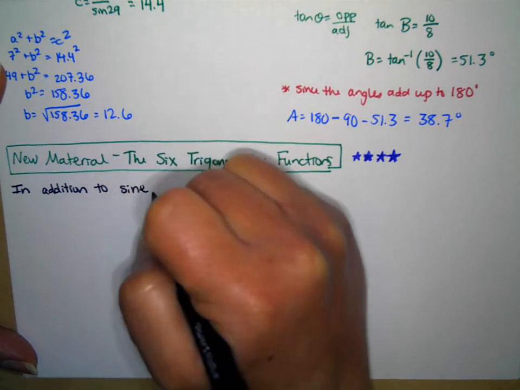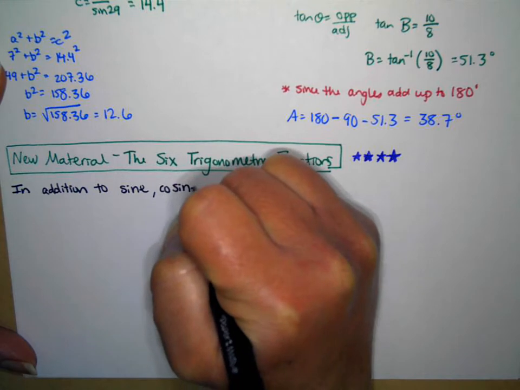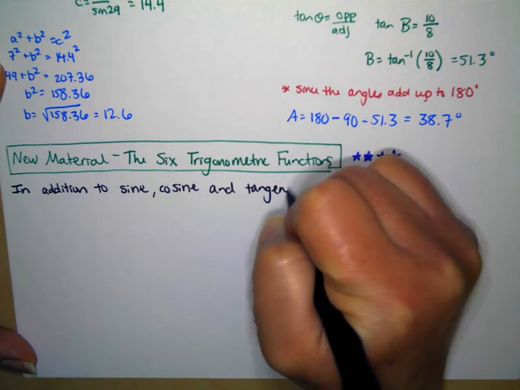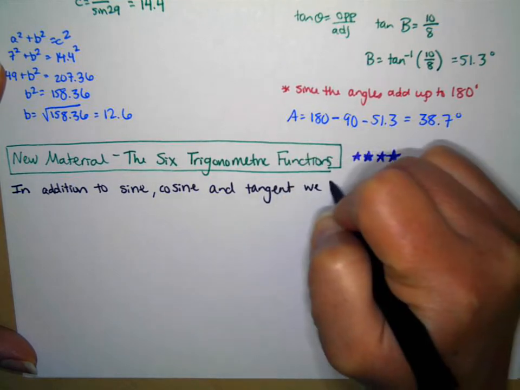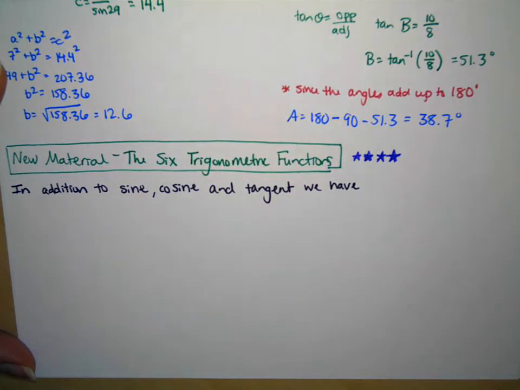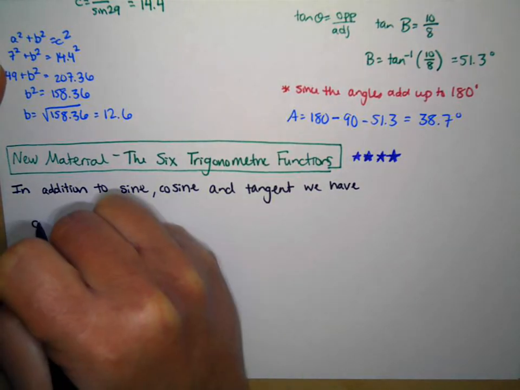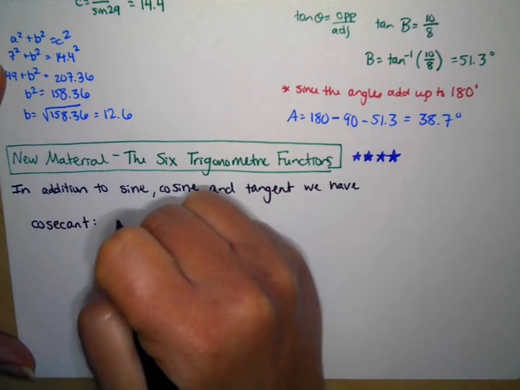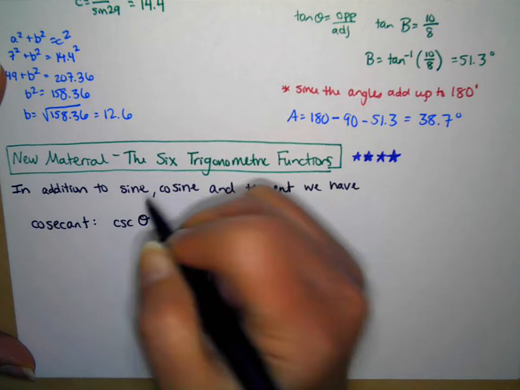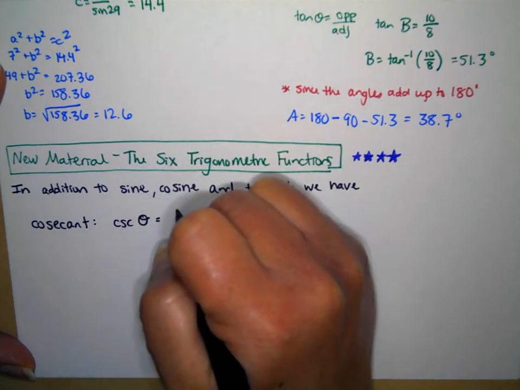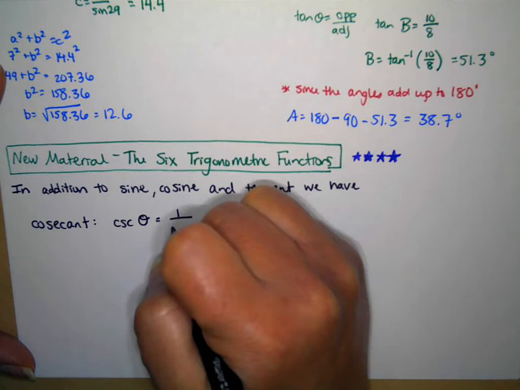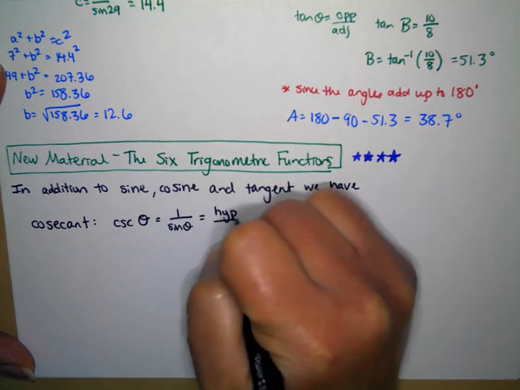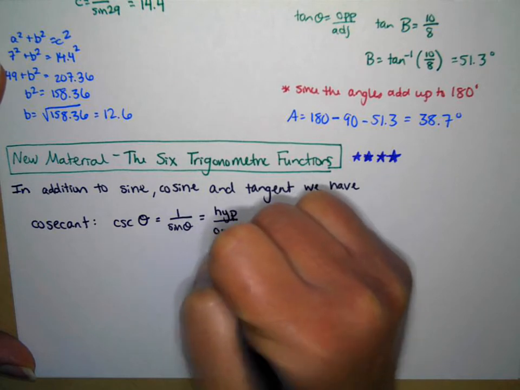So in addition to sine, cosine, and tangent, we have their friends. Cosecant is abbreviated CSC. So the cosecant of an angle theta is equal to the reciprocal of sine, 1 over sine theta, or the hypotenuse over the opposite side.